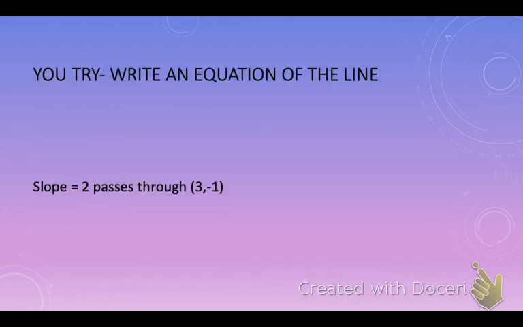Okay, now you're going to try one on your own. So if you know the slope is 2 and it passes through that spot, use what we just did to calculate the y equals mx plus b. You should see a text box on the right.